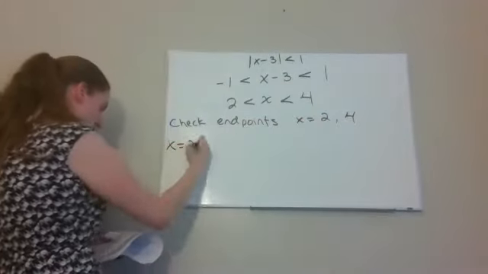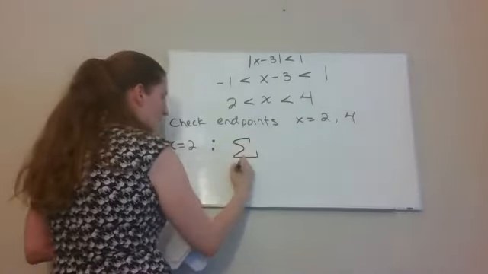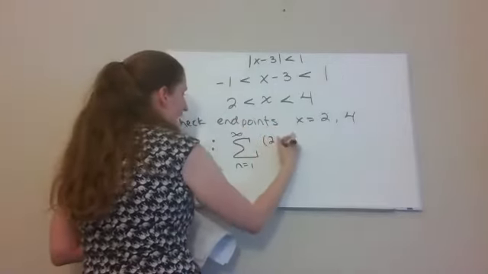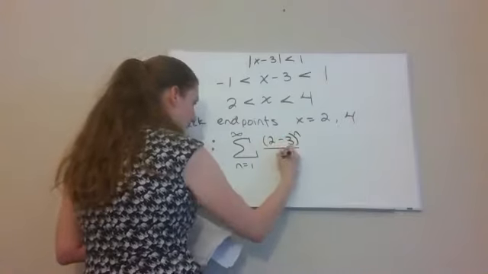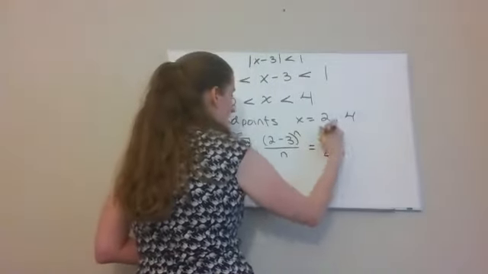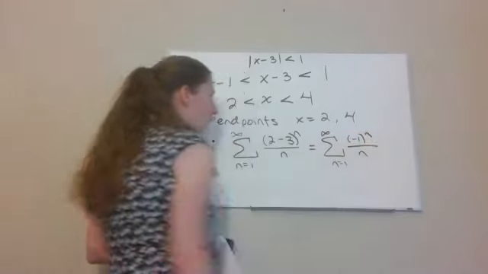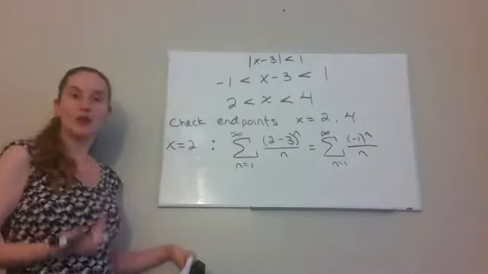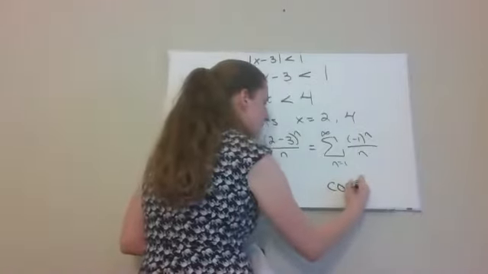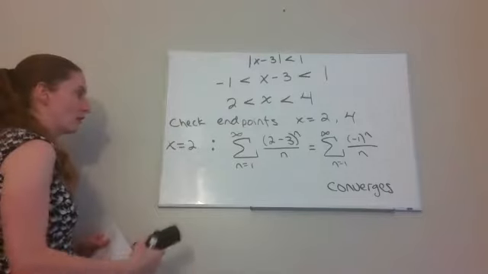For x equals 2, we'll just plug the 2 into the original series. My series would then look like the sum from 1 to infinity of (x minus 3)^n over n. When I simplify that 2 minus 3, I get (-1)^n over n. And that happens to be our alternating harmonic series, which we know converges. So I know my series converges when x equals 2.